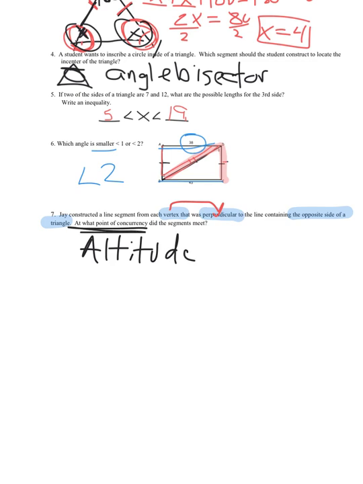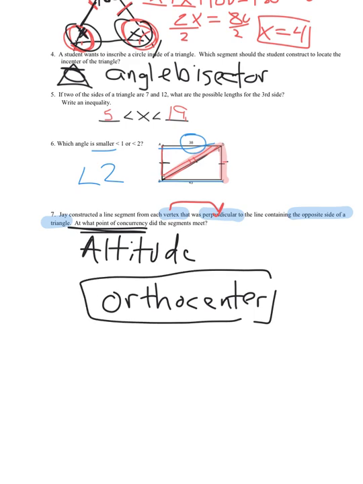What point of concurrency does the altitude give us? Orthocenter. Again, you've just got to memorize those, go over them. All right, on to page 2.